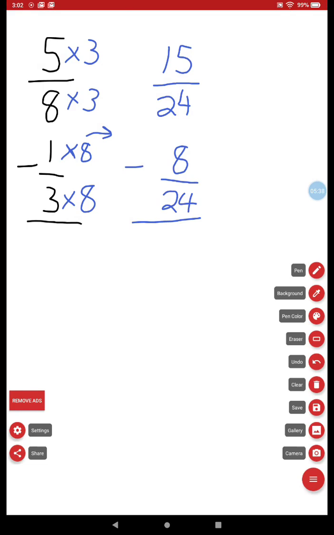All right, now that I have a common denominator, I bring that down and I subtract the numerators. What's 15 subtract 8? 7. 7/24. Can I simplify that? Well, 7 is prime. And can 7 fit inside of 24 equally? No, it can't. So 7/24 is my answer.